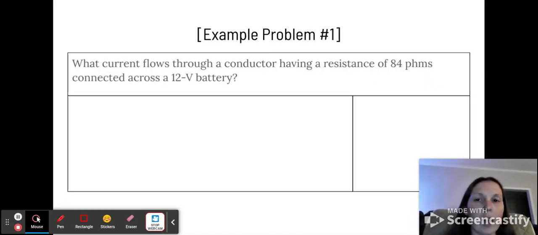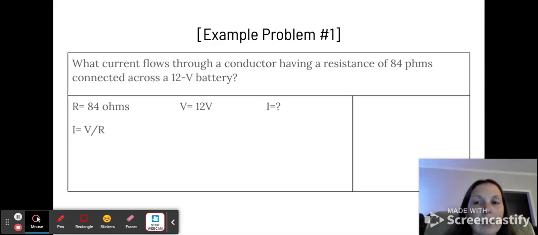Now let's look at this example here. It says, what current flows through a conductor having a resistance of 84 ohms, that's a misprint, ohms, connected across a 12-volt battery. We know we have a resistance of 84 ohms and a voltage of 12 volts, but we're looking for the current. Remember, our calculation is I equals V over R. So we take 12 volts divided by 84 ohms, and we come out with 0.14 amperes. A volt per ohm is also another way to write your amperes here.